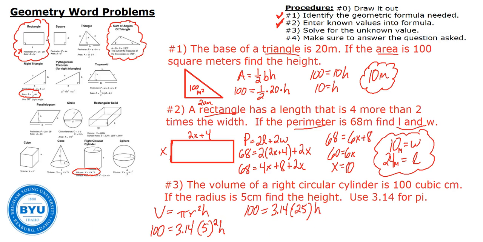We're going to have to use a calculator to multiply these. We get 78.5 equals 100h. And then we'll divide by 78.5 to get our final answer for h. And when we divide, we get about 1.27 centimeters. That's our answer for that one.